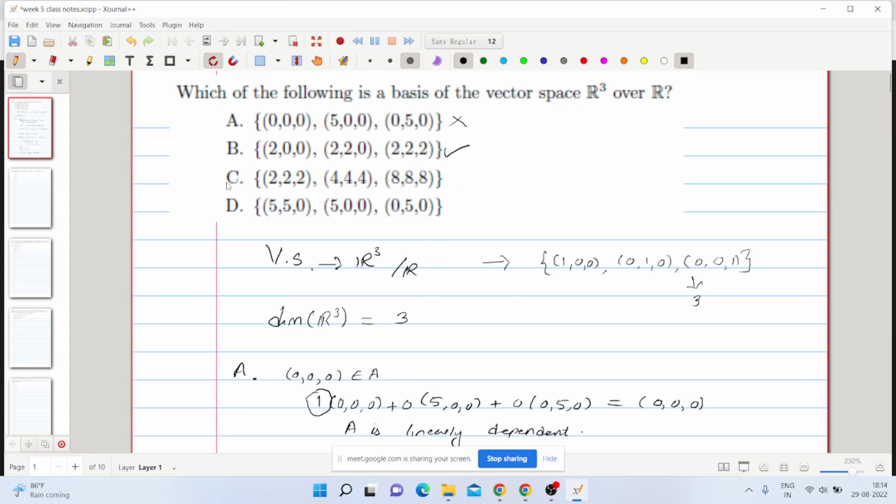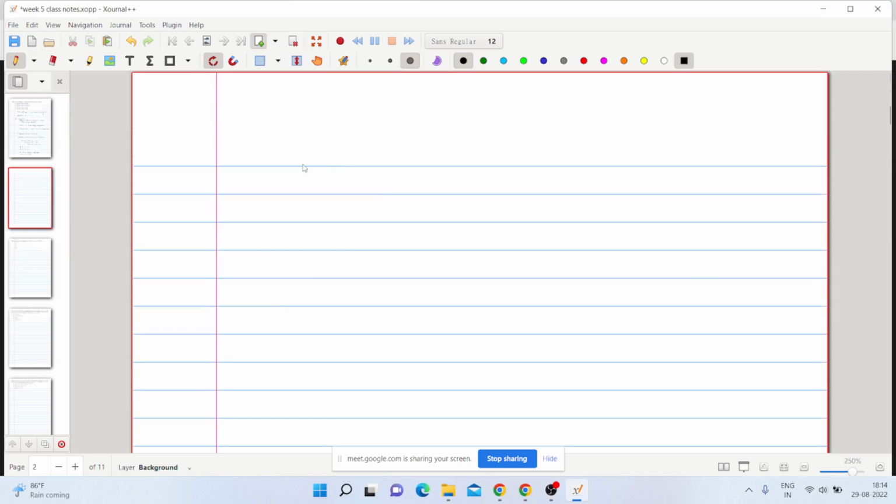And what about the third condition? Is this linearly dependent? Yeah, linearly dependent. From the set we can easily see that (4, 4, 4) is a multiple of (2, 2, 2). That means we can write (4, 4, 4) equal to 2 into (2, 2, 2), or we can write (8, 8, 8), which is also an element of the set C, as 4 into (2, 2, 2).